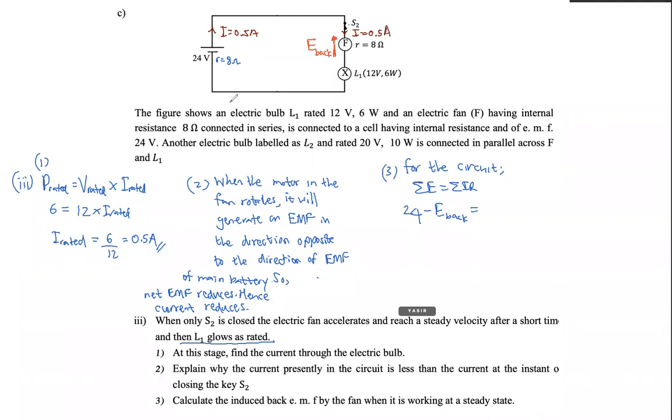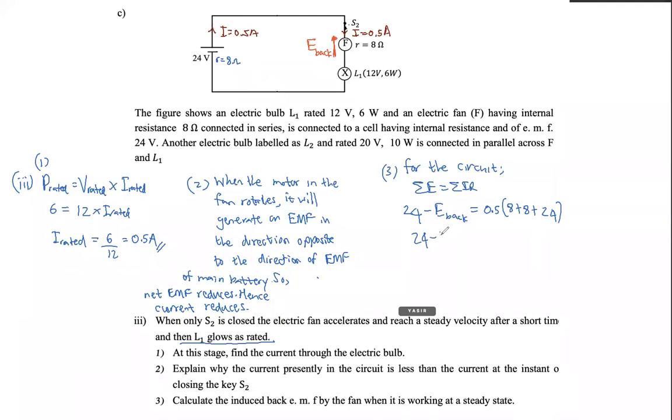So IR, what is IR? Current is 0.5 now, and that current is flowing through 8 ohm. This is also 8 ohm. And what is the resistance of the bulb, people? We found it. What was the resistance of the bulb? Power is equal to V square over R. V square over 24, no? 24. Correct me if I'm wrong. 24, yes, thank you.